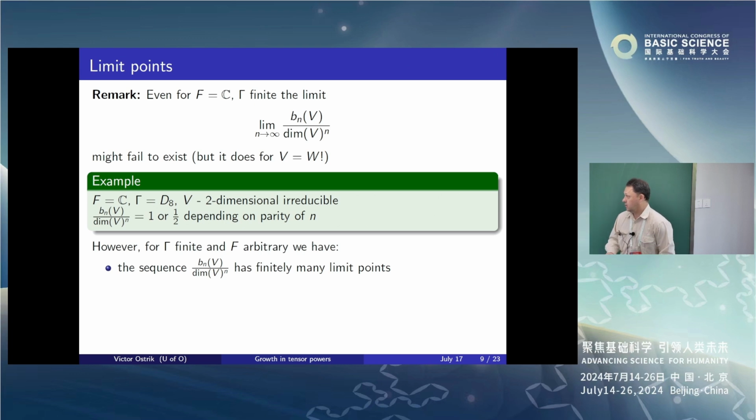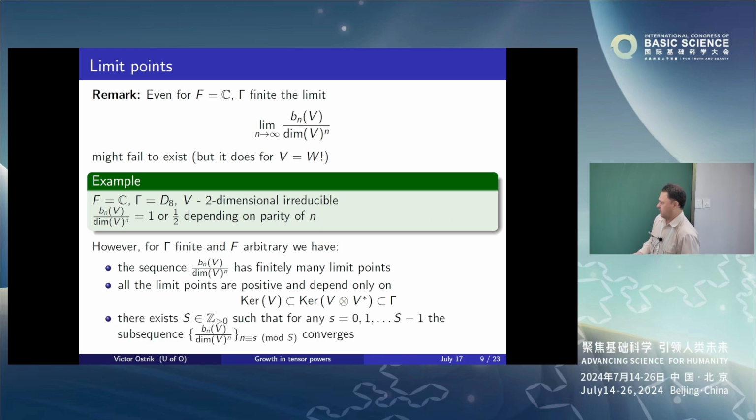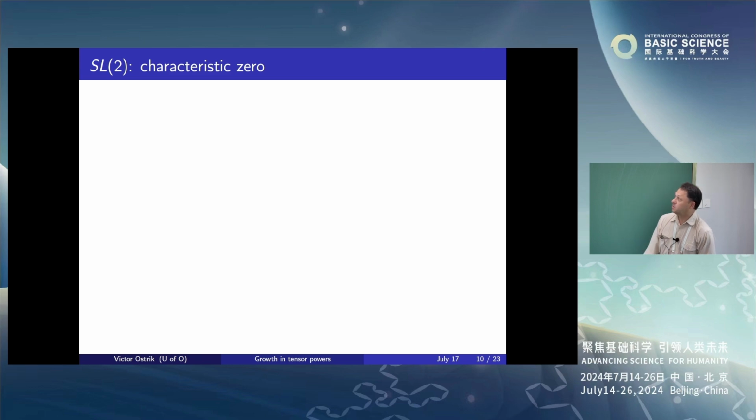It turns out that for a general finite group and absolutely general field F, you have something very similar. You look at this sequence, it has finitely many limiting points. All limiting points are positive. Actually, they don't really depend much on the representation. They depend only on things like the kernel of this representation and maybe the projective kernel, so the elements of a group which act by scalar matrices in this representation. Very similar to my example with the dihedral group, you can split the whole sequence into a bunch of arithmetic progressions, and for each arithmetic progression, you'll have some particular limit. Like in this example, we have even numbers and odd numbers, and for both of these arithmetic progressions, we have a limit. So that's the general situation.